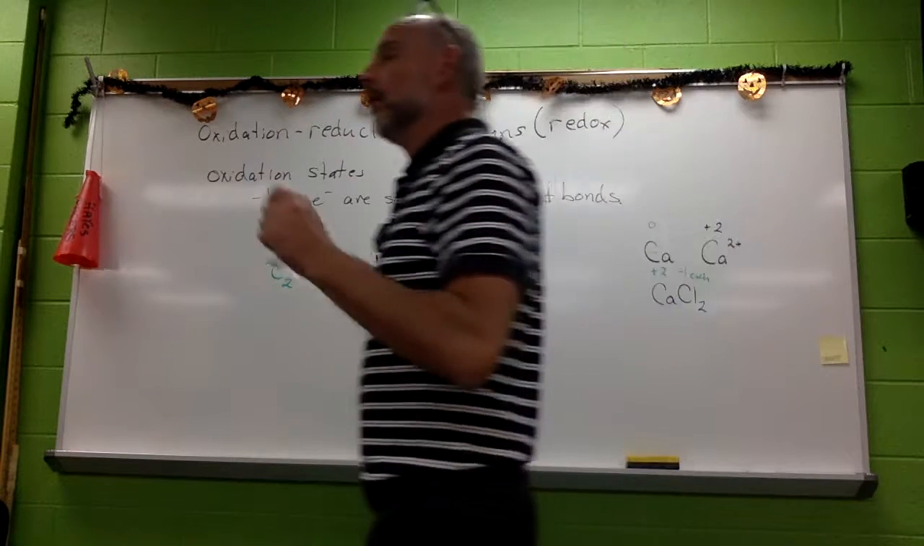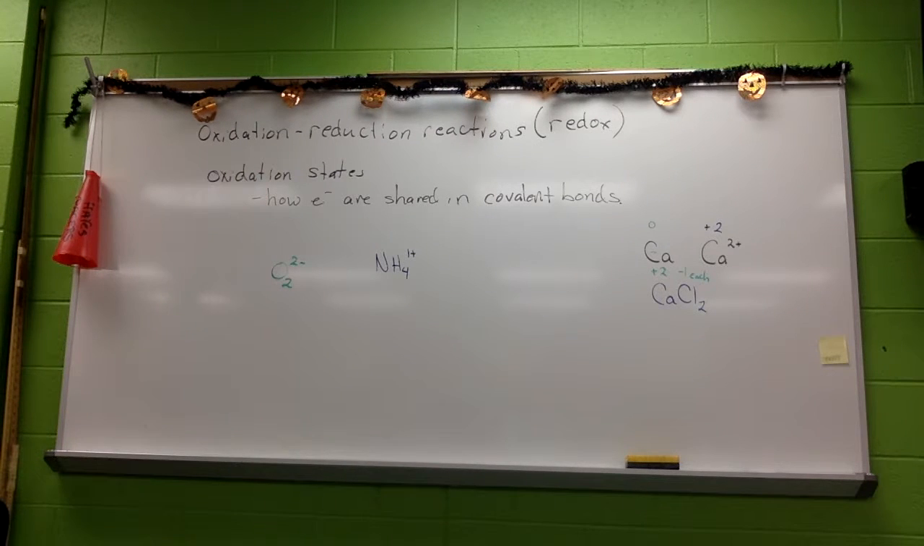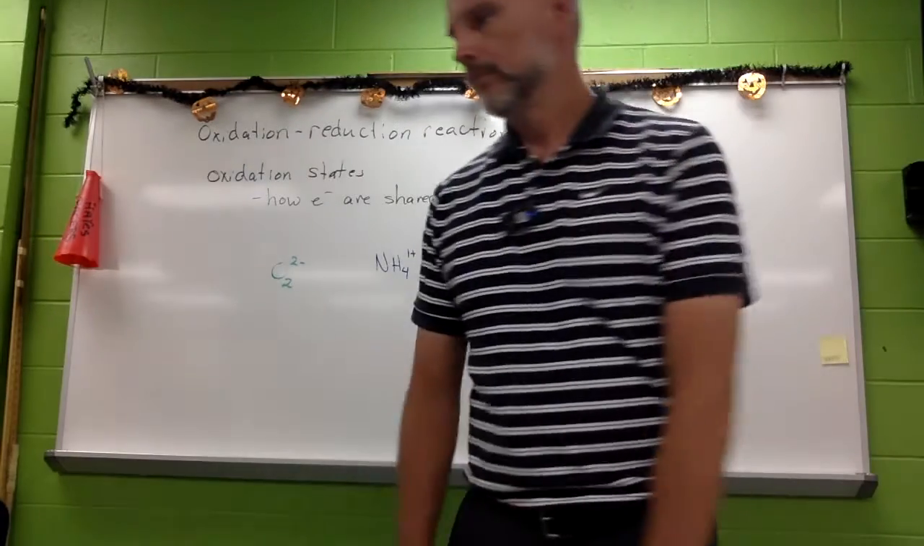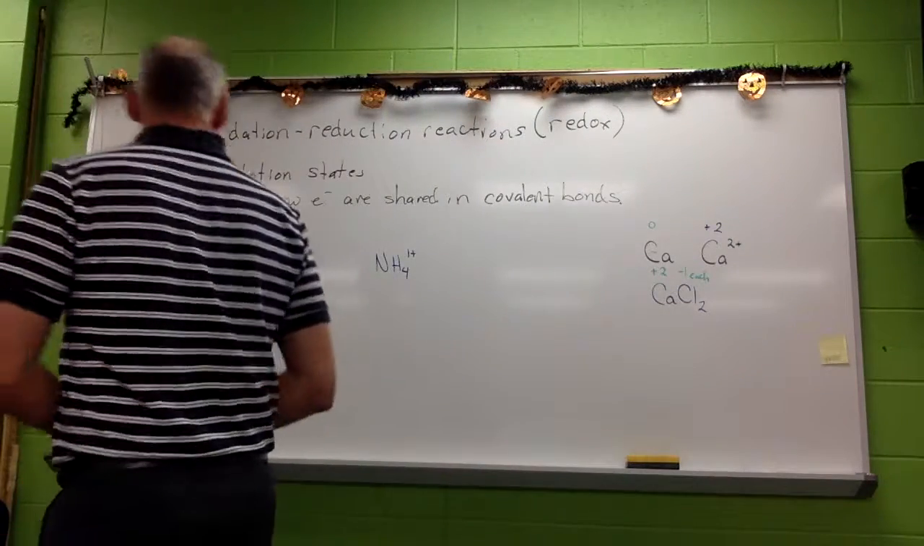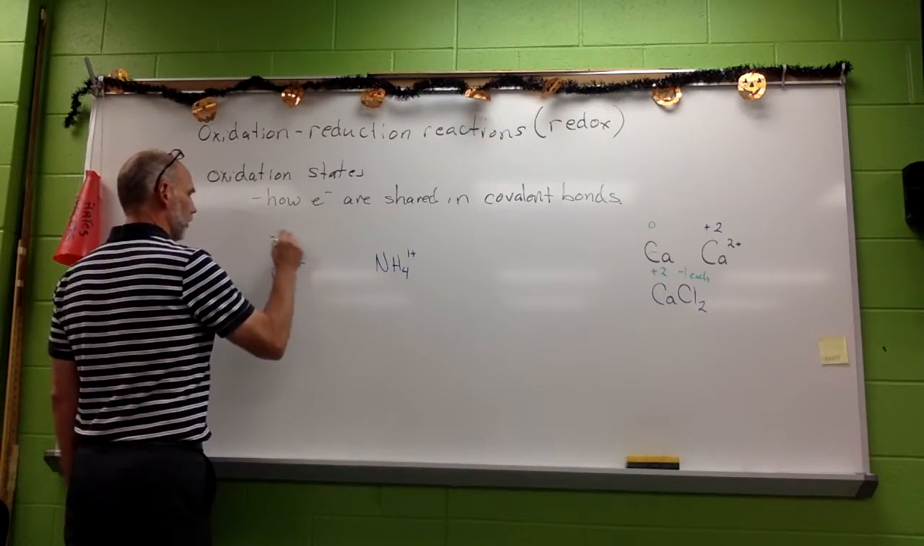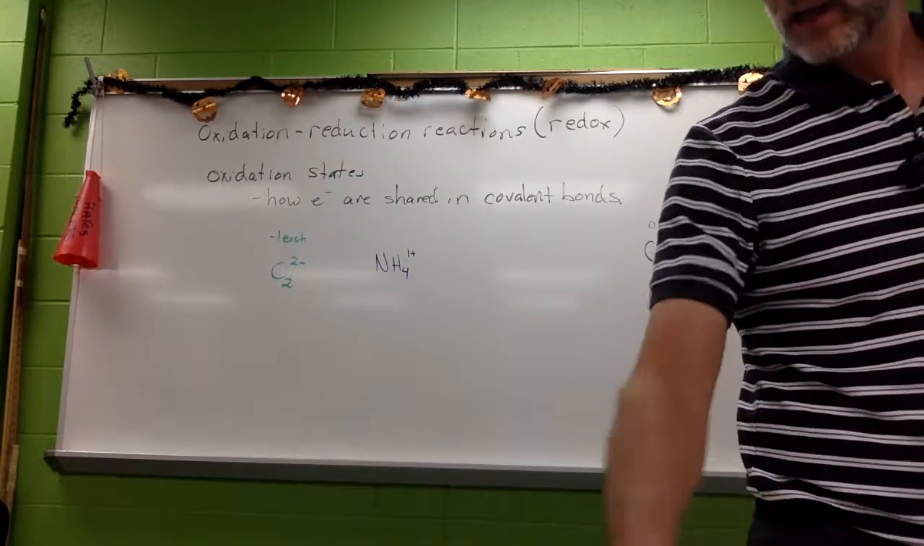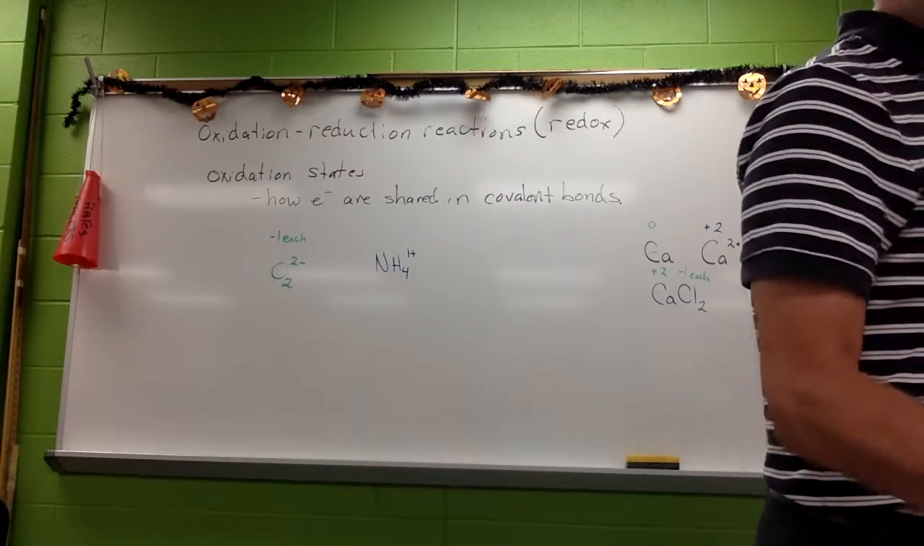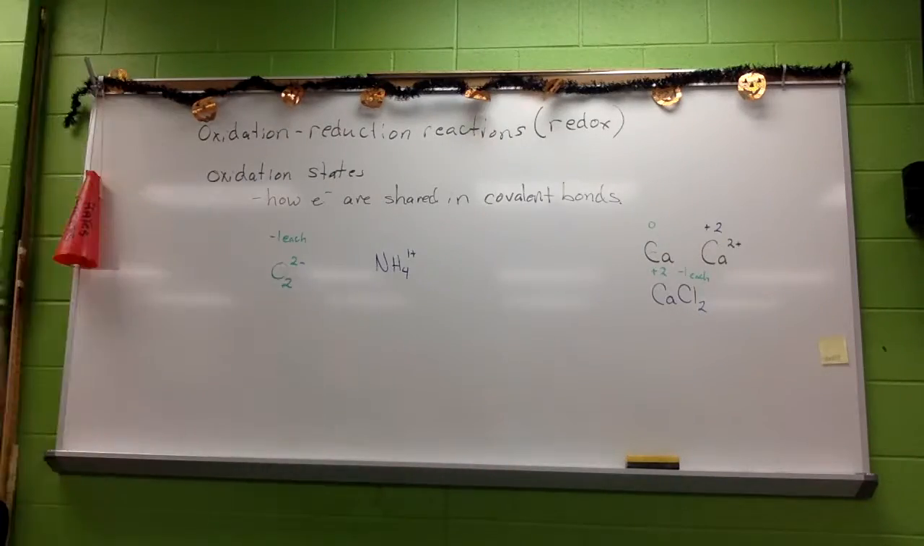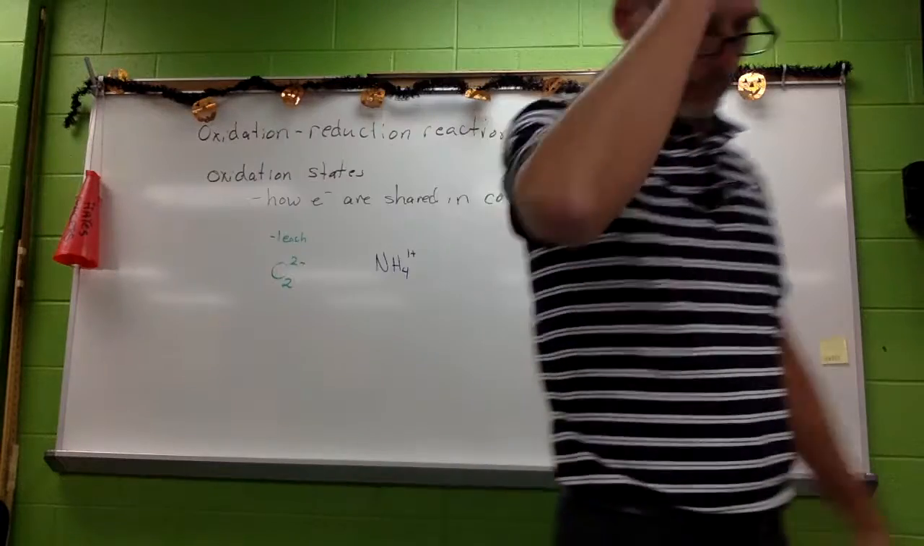So peroxides, when oxygen is part of a peroxide, well, you tell me, what is its oxidation state going to be here? -1 each. There we go. So in peroxides, the oxidation states of the oxygens are going to be -1. Okay, continuing on.